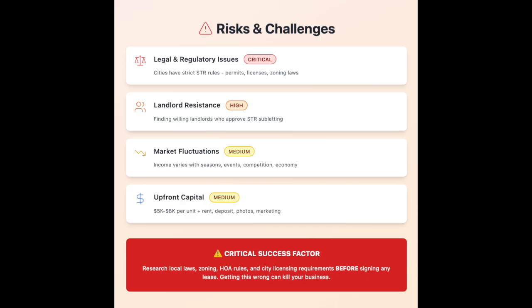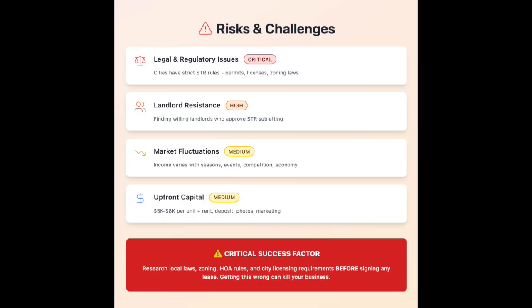And even though it's less than buying, they still list upfront costs as a hurdle. Yep, that $5 to $8 for furniture plus rent, deposit, photos, maybe some marketing. You still need a decent chunk of cash available to launch each unit. It's lower capital risk maybe because no mortgage, but it's definitely not zero upfront capital needed.